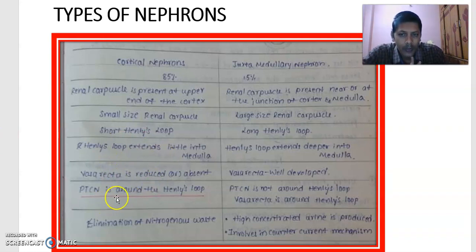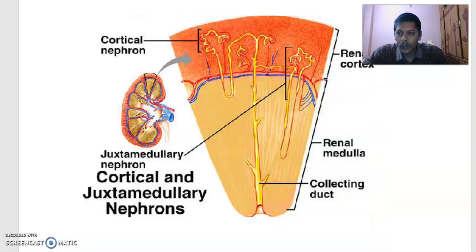Next one: elimination of nitrogenous waste is the main function of cortical nephron. Highly concentrated urine is produced by the juxtamedullary nephrons, and they are involved in the counter current mechanism. You will learn that later. These are very, very important points, 2 marks also. That's about this part.